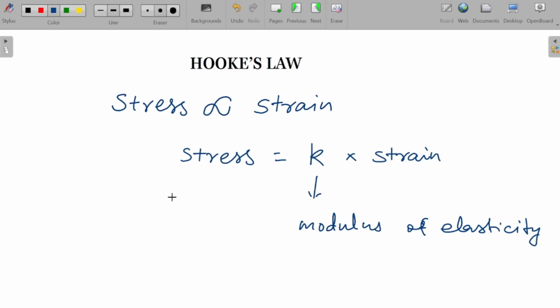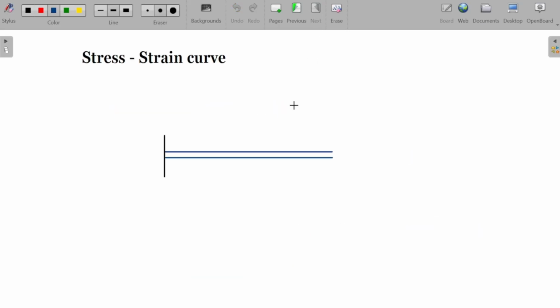In symbolic form, we generally represent stress with the Greek letter sigma, this is a small k, and this is epsilon for strain. So this is Hooke's law, and most of the materials follow it up to a certain extent. Now we are going to check a specific case and draw the stress-strain curve. Let's say here we have a metallic wire, say a copper wire, and we have applied an external force.